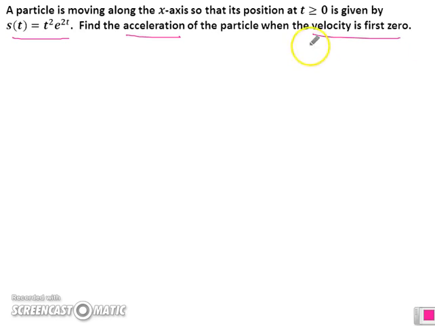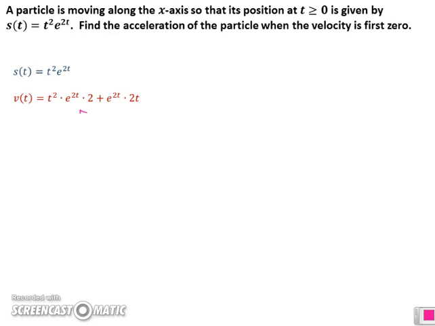And that number that we're plugging in is when the velocity is first 0, which gives me an indication that there's more than one 0 since they ask you for the first 0. Either way, we need to find the first derivative to get the velocity and then the second derivative to get the acceleration. Okay, so our s of t function is the position. To get the derivative, we need to use the product rule here because there's two functions there: a t squared function and then the exponential function. So the product rule is going to look like this.